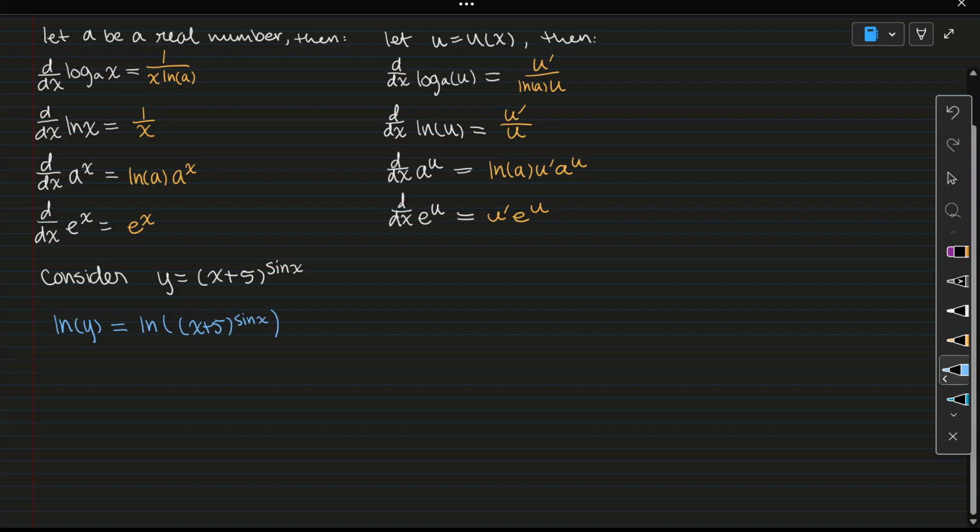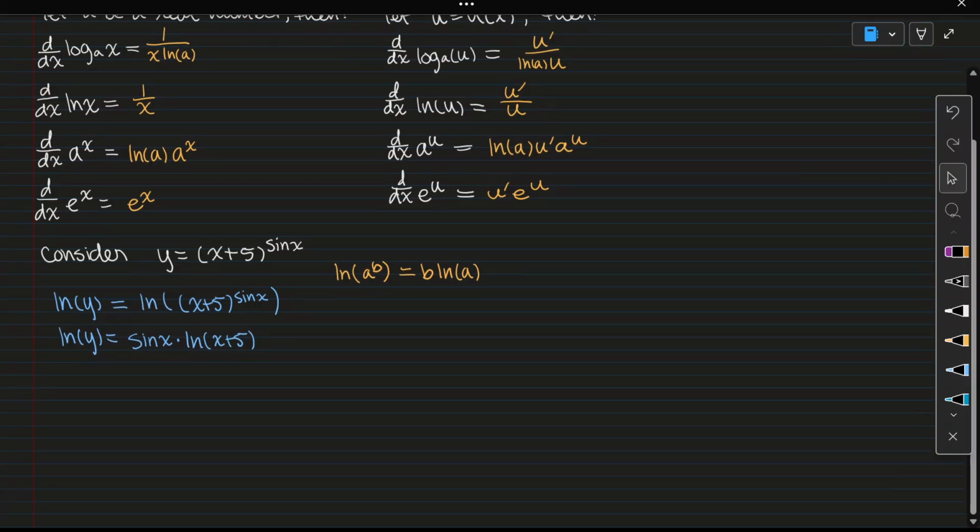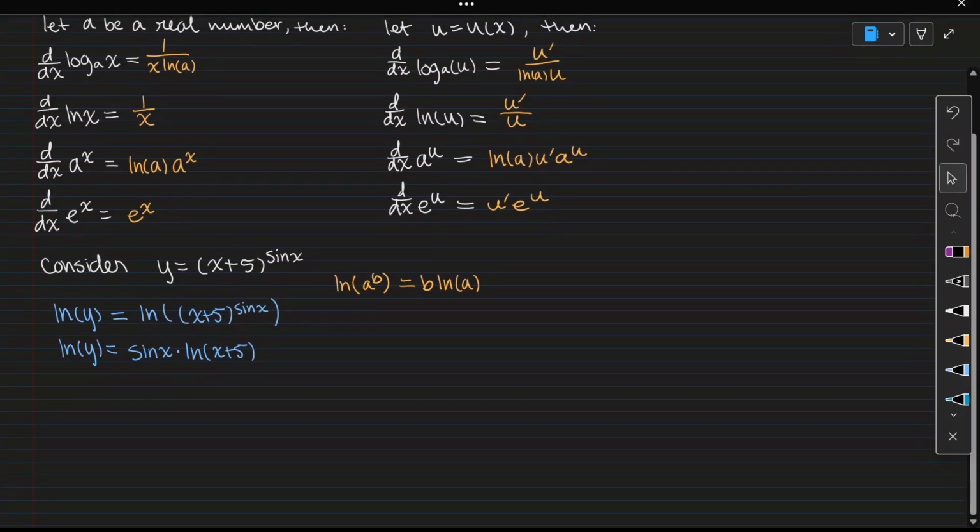Okay. So next, I'm going to recall that we have this rule: ln of a to the b is equal to b ln a. So that power can just come down outside the ln. So I have ln of y is equal to sine x times ln of x plus 5. Cool. Now this looks like something that I can differentiate implicitly.